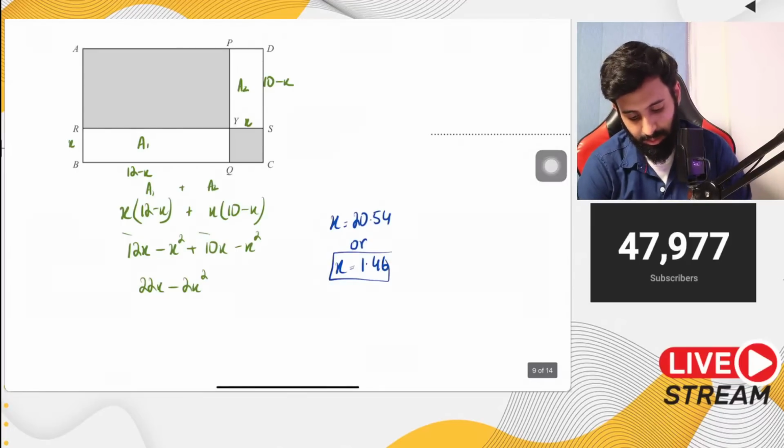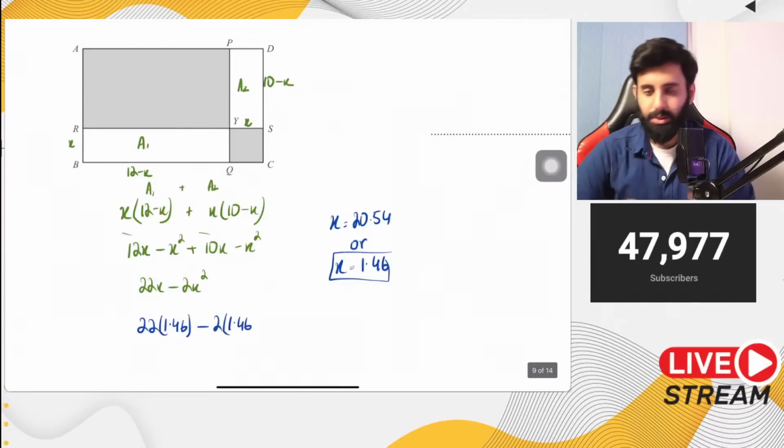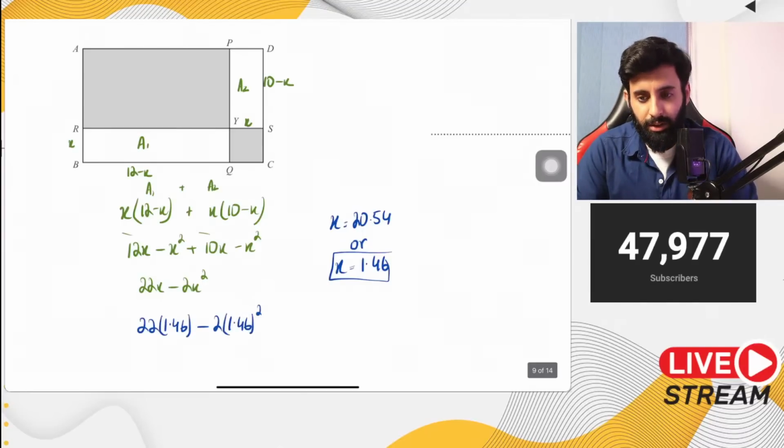So let's plug in 1.46 into 2 times 1.46 minus 2 times 1.46, the whole thing squared. Not because it's way too big. That's not a logical reason. It's just that it doesn't make sense mathematically to have a negative length.